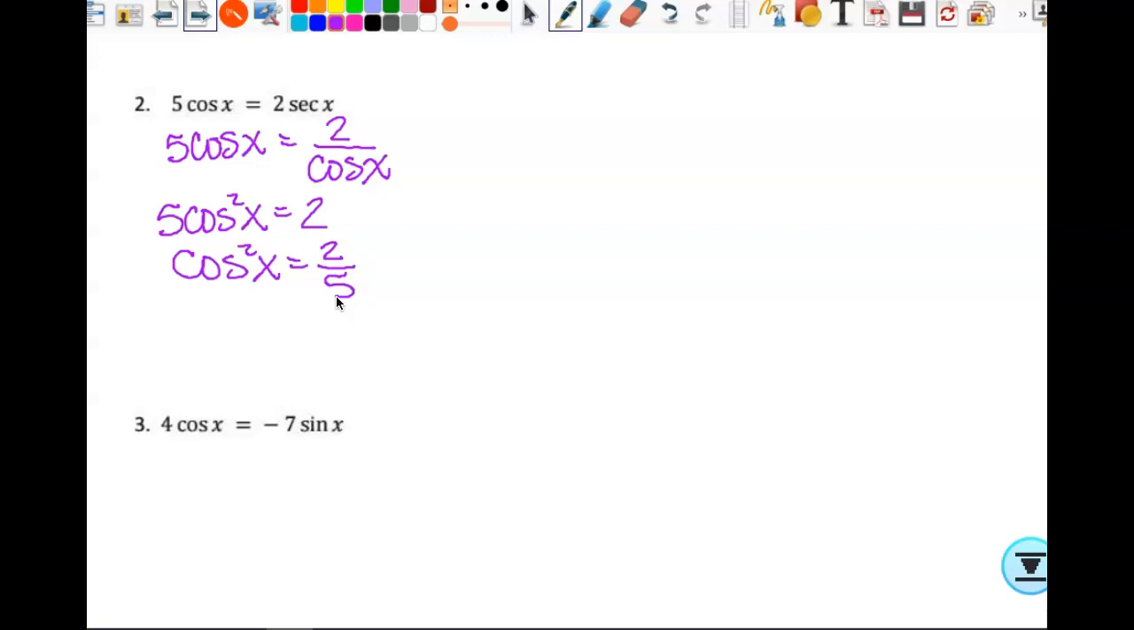Then I can take the square root of both sides, right? So what does cosine x equal? Plus or minus the square root of 2/5, and that whole fraction is under the square root. I do not care about rationalizing or anything because we're about to use the calculator, right? So there's no need to do any of that. So that means that x equals the cosine inverse of plus or minus the square root of 2/5.